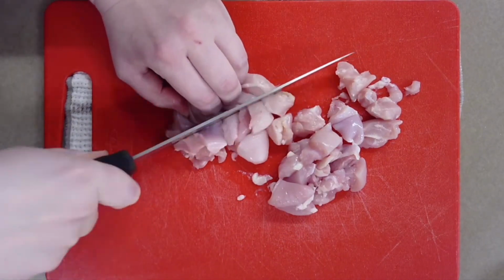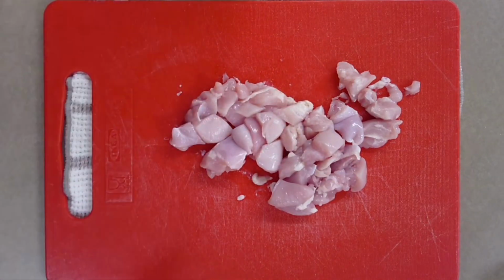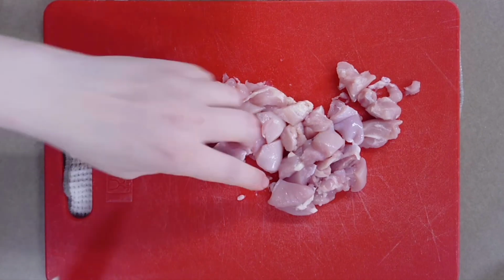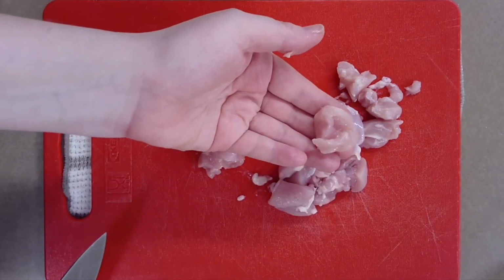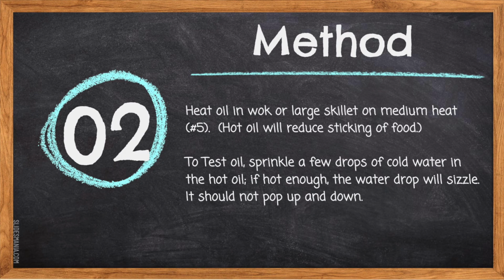Again, make sure your opposite hand that's not holding the knife is kept in a nice tight C formation. That way you don't accidentally cut your fingertips. Make sure after handling the raw meat, you wash your hands before touching any other pieces of equipment or fruits or vegetables. Step 2. Heat oil in wok or large skillet on medium heat.